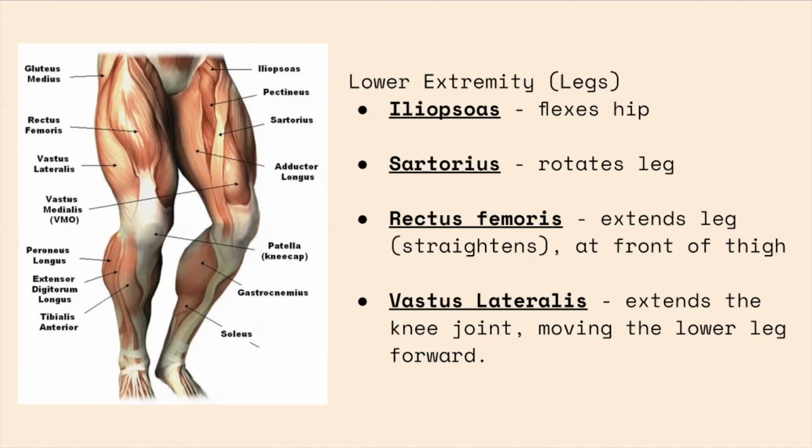What is the rectus femoris? What does it do? Come on. Yes, the rectus femoris straightens our leg. Our vastus lateralis is the muscle that extends the knee joint. What does it do? It straightens the knee joint and moves the lower leg forward. That's what the vastus lateralis does.